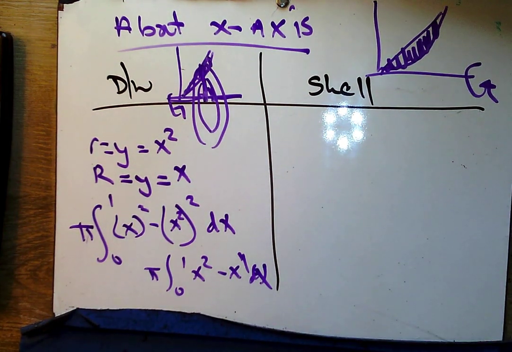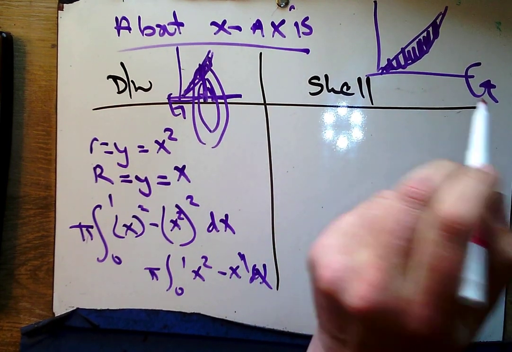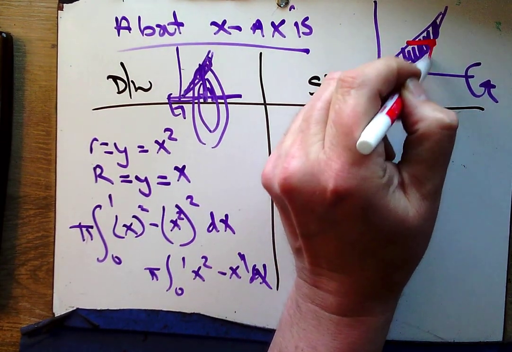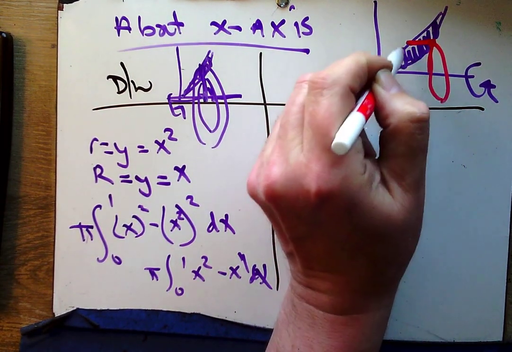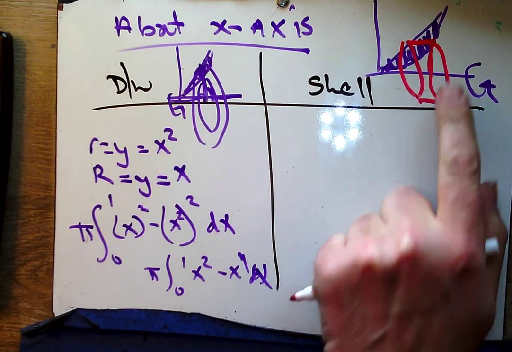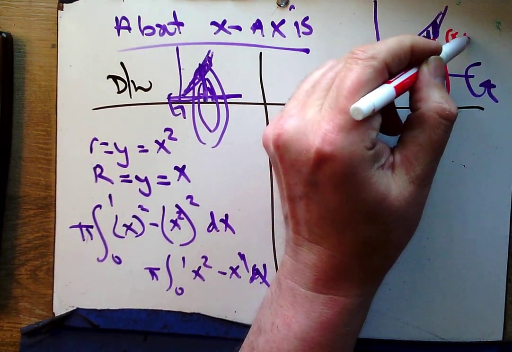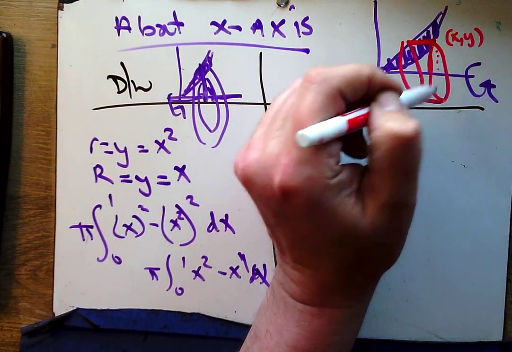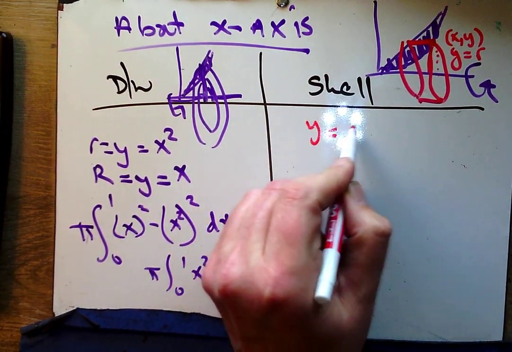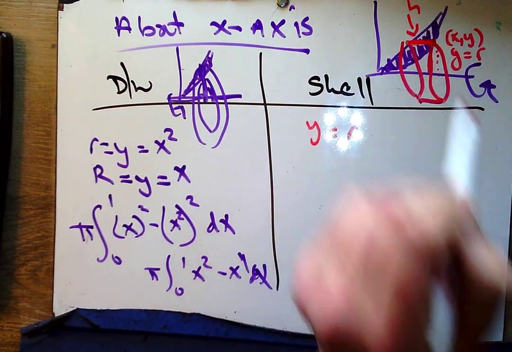Well, shell, I'm going to draw something that is parallel to the axis of rotation, and I'm going to make the axis of rotation the center for these circles I draw. So we know this ordered pair is x, y, and that's y. y is my radius. Okay, what about the height? Here's the height of my shell.